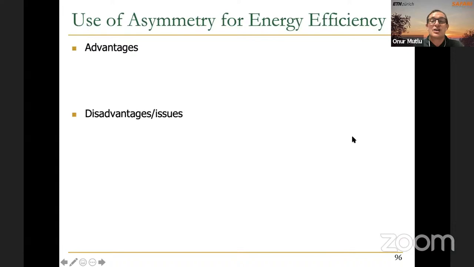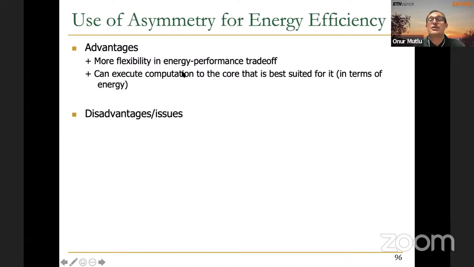So clearly this is an interesting idea, and this is a good idea also. And this is an easier use of heterogeneity. So the advantages are there's more flexibility in the energy performance trade-off, and you can execute computation on the core that is best suited for it in terms of energy. So from an energy performance perspective, this idea makes a lot of sense.